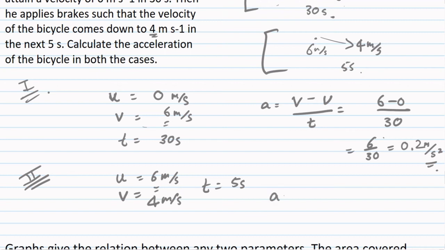So let's calculate the acceleration again. It's 4 minus 6 by 5, which is minus 2 by 5, which is minus 0.4 meters per second square. As we see, acceleration can be negative, just like velocity and displacement. So this is the answer.